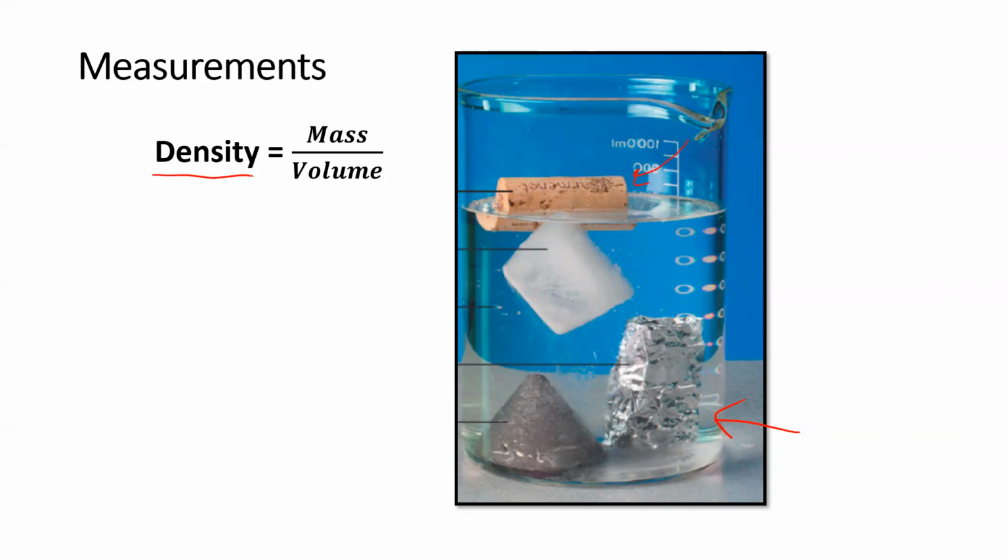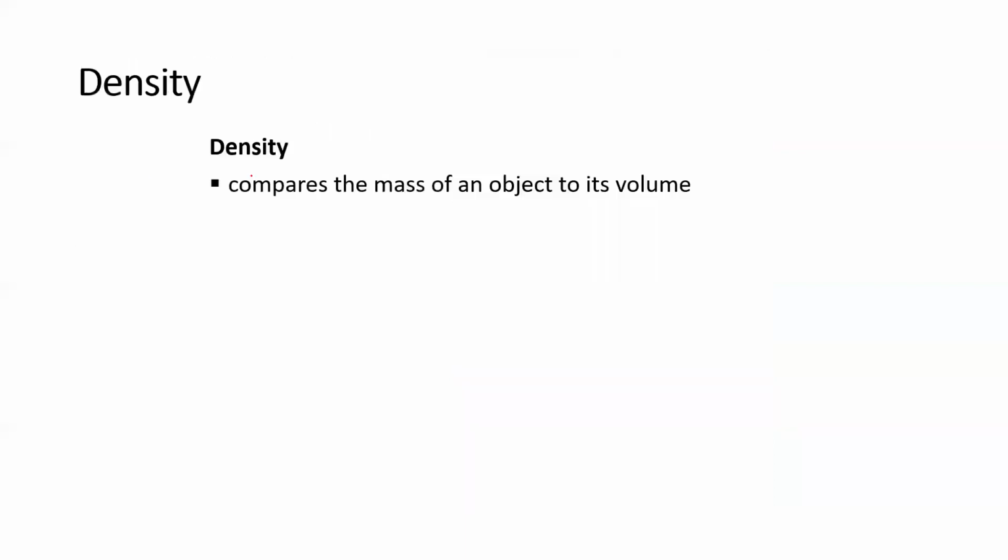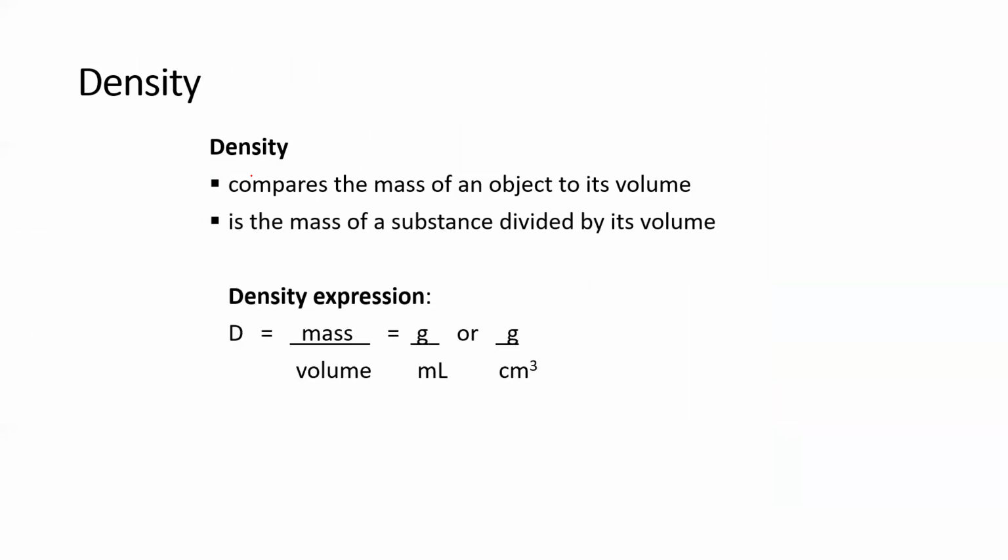So what is density? Mass over volume. And yes, it's a formula, and you should memorize it. It's a pretty easy one. I always tell students, you can just think of the DMV. Density is mass over volume. DMV. It's pretty straightforward. It's pretty simple. So it basically compares the mass of an object to its volume. The mass of the substance is just divided by its volume, and you basically get this quotient.